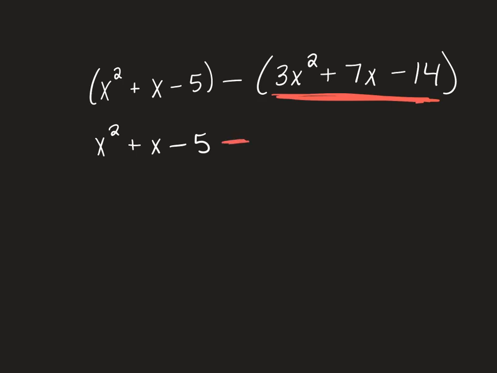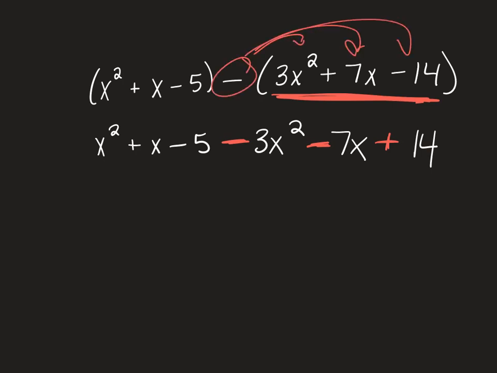So we have a negative 3x squared, a negative 7x, and a positive 14. Basically, we're just taking this minus sign and applying it to everything here. Now that we've done that, it's just like our addition problem. We're going to combine our like terms in the same way we did in our last example.